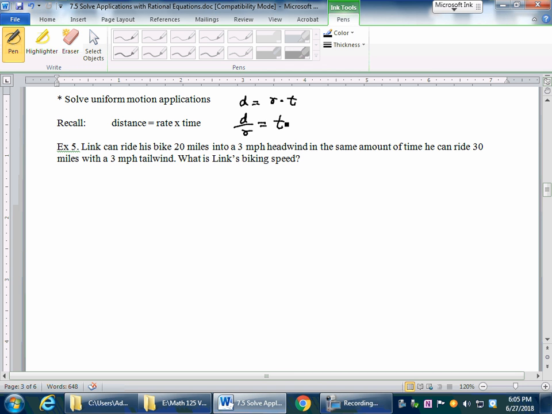Or similarly, if I want to find out the rate, I can divide the distance by time to get my rate. So these are the ideas that we're going to use to find out the rate and the time, okay, if we know the other two cases.